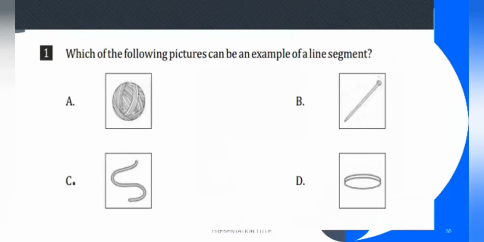Is there a connection between the concept of mathematics and knitting? Yes, let us see which of the following pictures can be an example of a line segment. So this becomes very interesting for the child also, and this can develop in the child some kind of competencies. What kind of competencies can be developed over here?